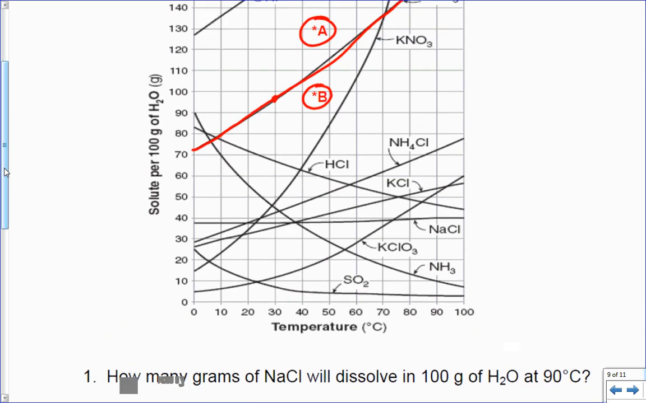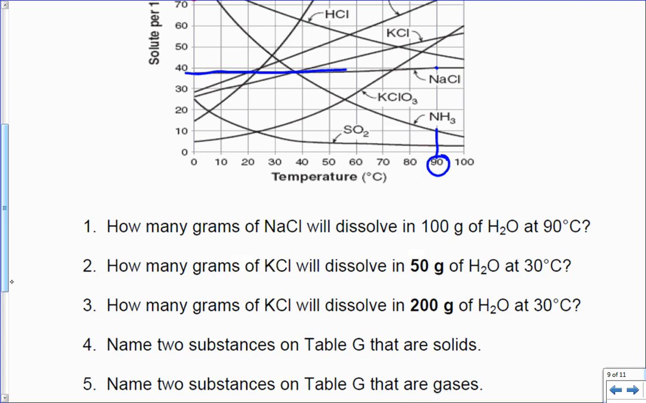How many grams of NaCl will dissolve in 100 grams of water at 90 degrees? So we have to find a few things. We have to find NaCl. Found it. So that's this line, and that's the only line we're going to be worried about for this problem. Then I have to find my 90 degrees. I'm going to read up, and it says I will be able to dissolve approximately 40. It is right here on the line at 40, which is 40 grams. 40 grams of NaCl will dissolve into 100 grams of water. So the answer is 40.